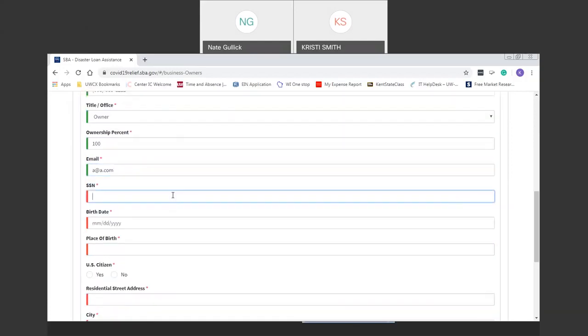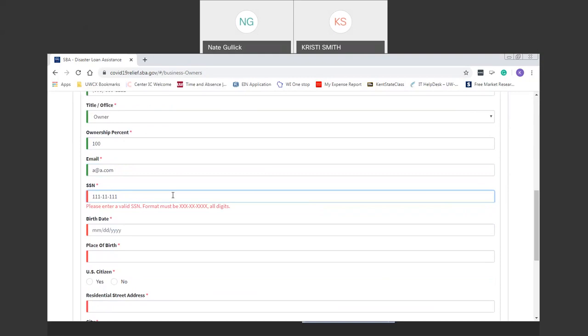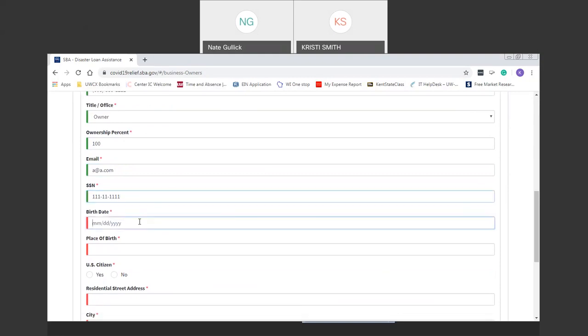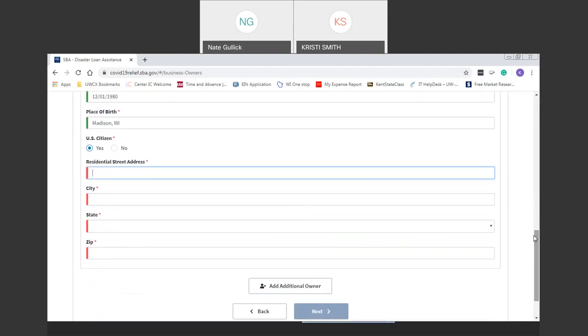This would be her social security number. And please note that it formats it automatically for you. And her birth date, 1/1980 there. And the place of birth. This doesn't seem to have any formatting. I've simply been typing in a city, state, something like this, Madison, Wisconsin, right? It doesn't seem to have any formatting problems and allows you to type whatever you want in that field. Is she a U.S. citizen here? And then this is her personal address. Again, for some businesses, the business address and the residential street address may be one and the same.